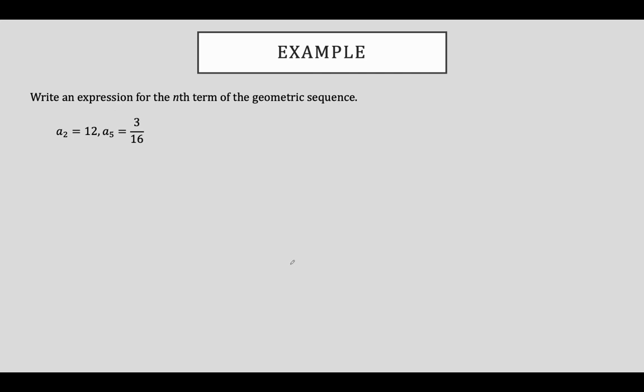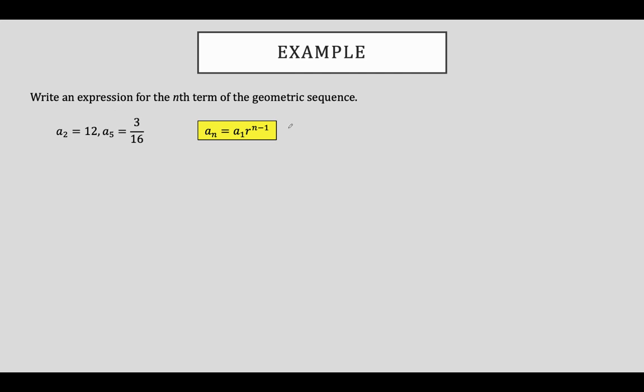Write an expression for the nth term of the geometric sequence. Now, in this case, we are not given the first few terms of the sequence, but rather we just have the second term as being 12 and the fifth term as being 3/16. Well, we know that this is a geometric sequence. Therefore, our expression must follow our formula for the geometric sequence, a subscript n equals a1 r raised to the n minus 1.